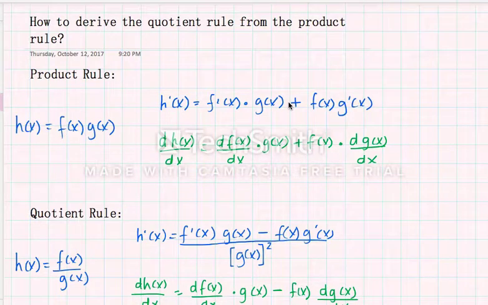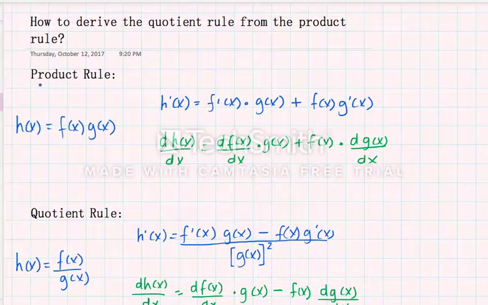In this video, I'm going to show you how to derive the quotient rule from the product rule. These are rules we use to derive products and quotients. So let's take a look at the product rule first and then the quotient rule so we know what we're working with. The product rule is a rule we use to derive a product.